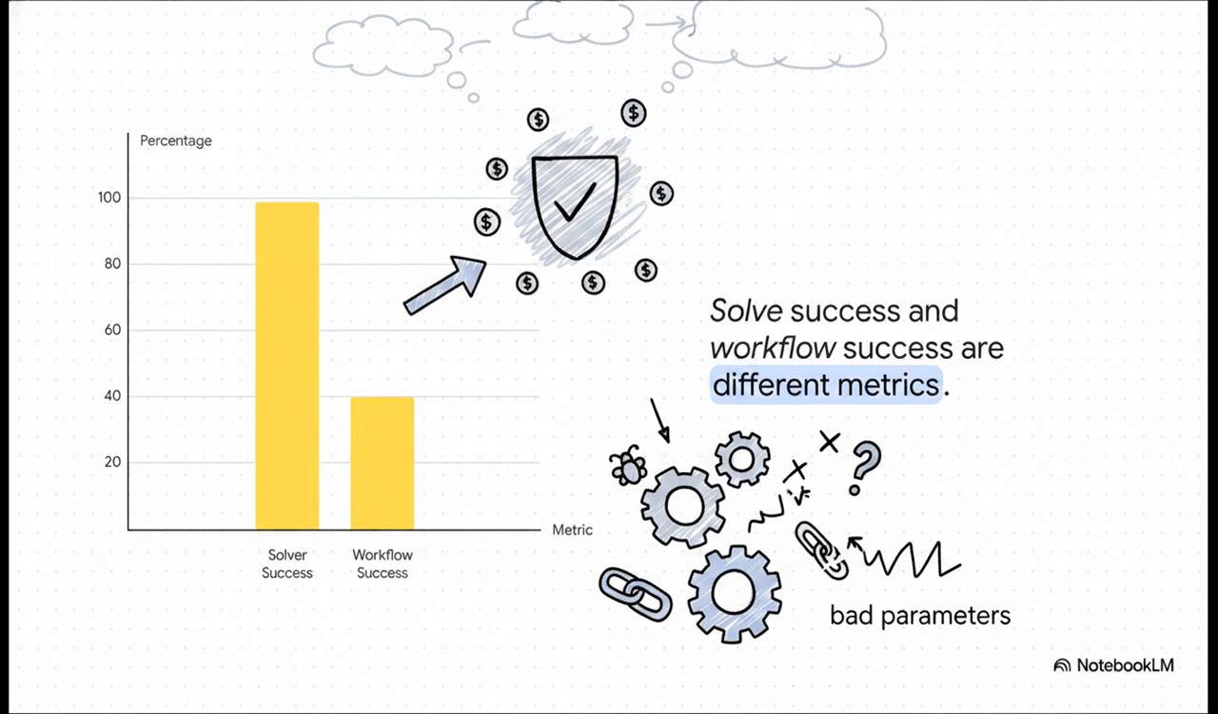Because here's the thing. A solved CAPTCHA absolutely does not mean the full workflow succeeded. It's actually staggering to see, but you could legitimately have a solver success rate of 99%, while your actual downstream workflow success is sitting at a dismal 40%.